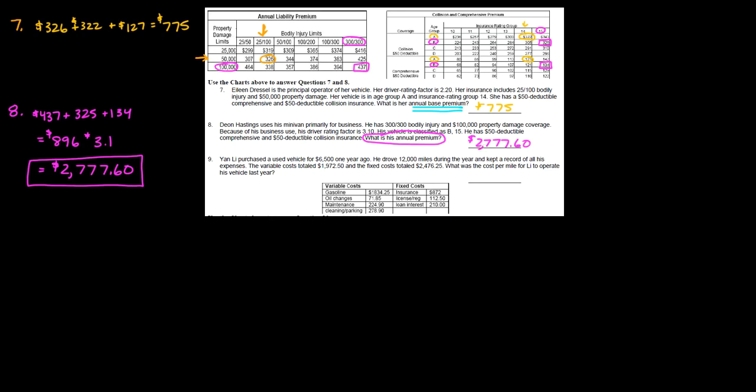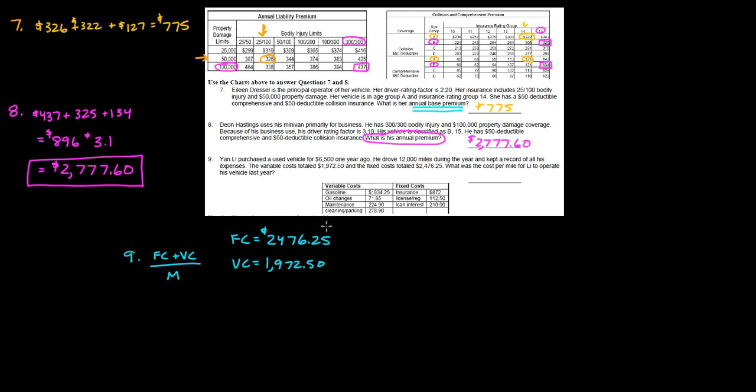For number 9, it's just asking us what was the cost per mile. So remember, for the cost per mile, we take the fixed costs, we add the variable costs, and we divide by the number of miles. In this problem, the fixed costs for the year are $2,476.25, and it says that the variable costs for the year were $1,972.50. It's already added all those up for us.